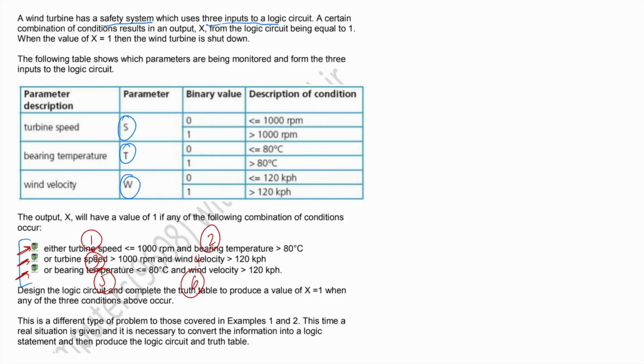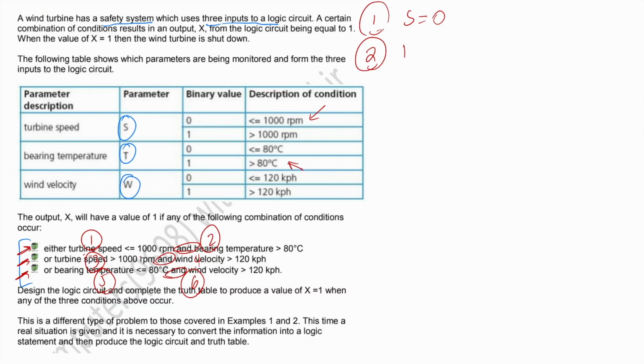But for conditions 1 and 2, turbine speed needs to be less than or equal to 1000 RPM and bearing temperature. So we have ANDs right here and ORs between those conditions. So let's just go ahead and write these out. 1, turbine speed is less than or equal to 1000 RPM. That's S equals 0. 2, bearing temperature is greater than 80 degrees Celsius.